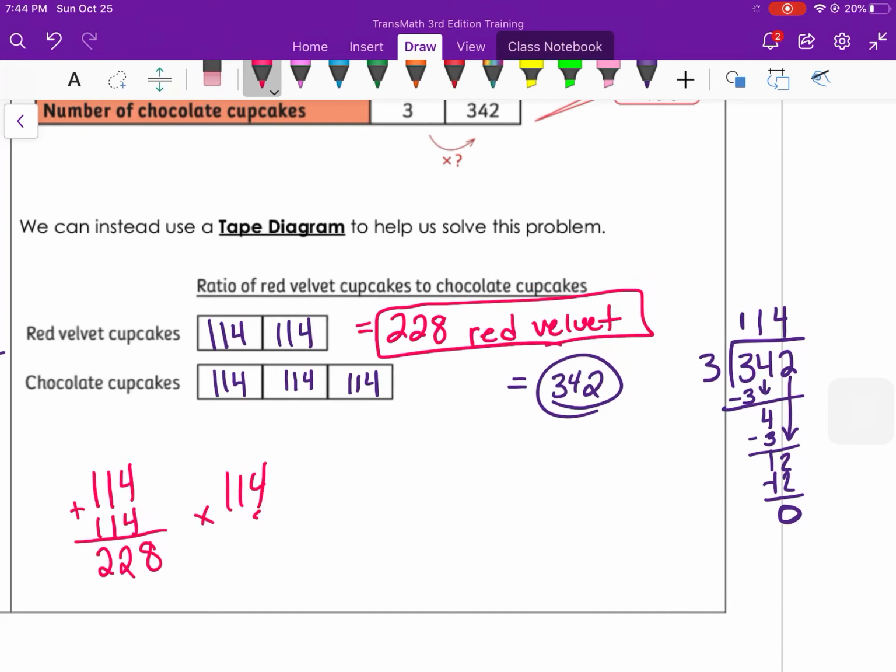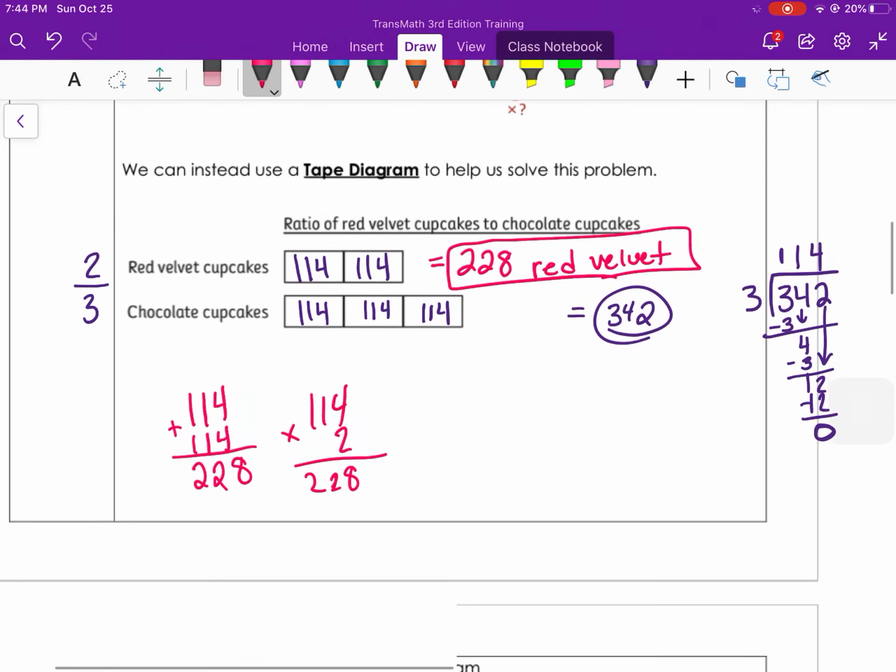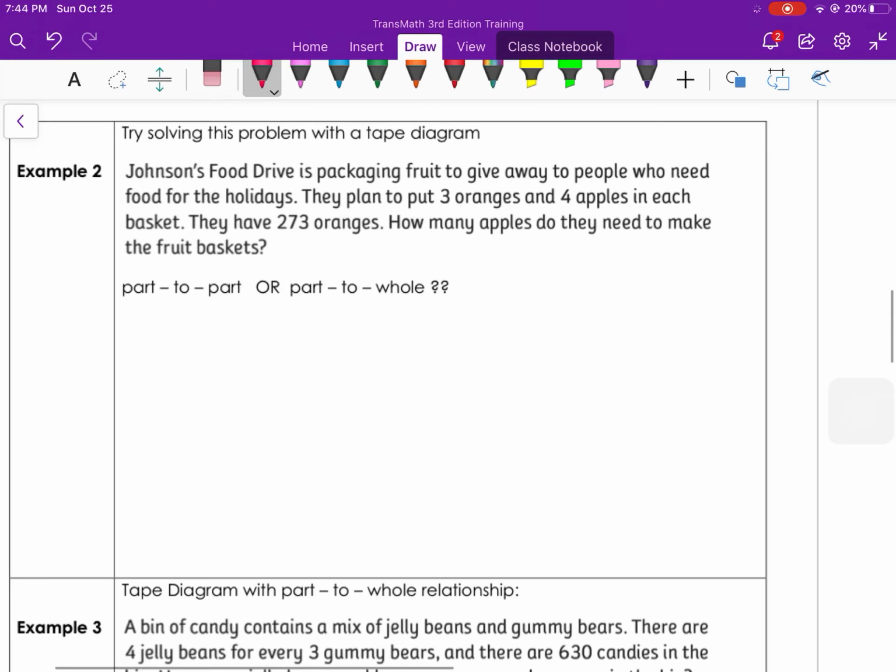Or you could have taken 114 times 2 since there's 2 of them as well, and you would get the same answer. So that's how we can solve this problem using a tape diagram. So let's try a few more.